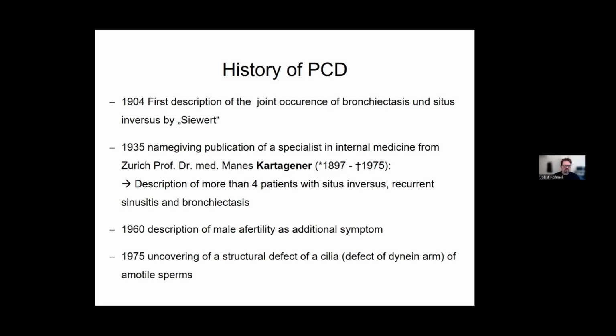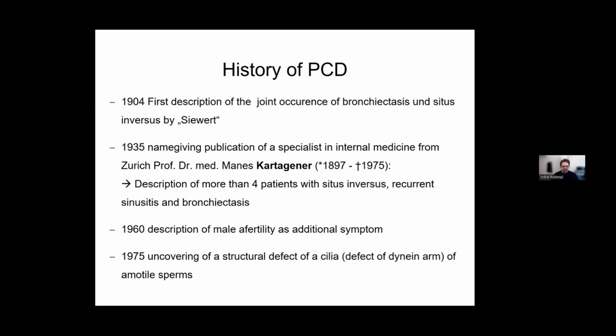In 1904, there was the first description of the joint occurrence of bronchiectasis and situs inversus by Siebert. And later in 1935, there was a name-giving publication from Zurich, Switzerland, from Dr. Manes Kartagener, who died in 1975. He described more than 4 patients with situs inversus and recurrent sinusitis and also bronchiectasis together. And still, people didn't know why this syndrome was happening, because they didn't know about the cilia.